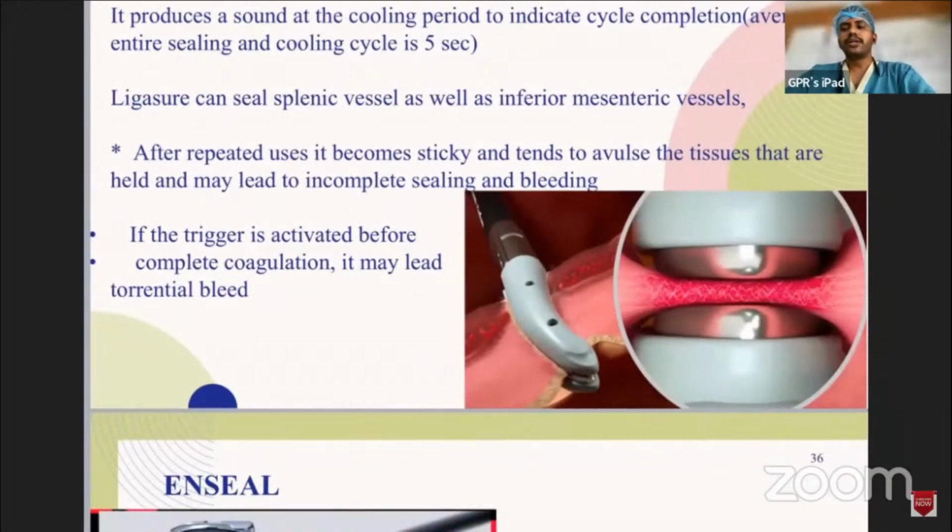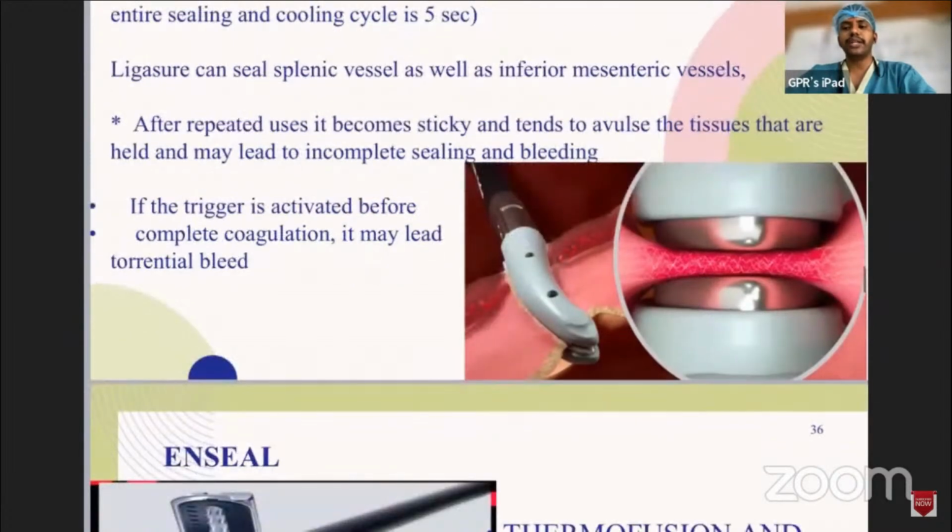After repeated use, the LigaSure tip may become very sticky because of the denatured coagulum formed from the tissue. And sometimes incomplete sealing and extra activated cutting may cause torrential bleeding.